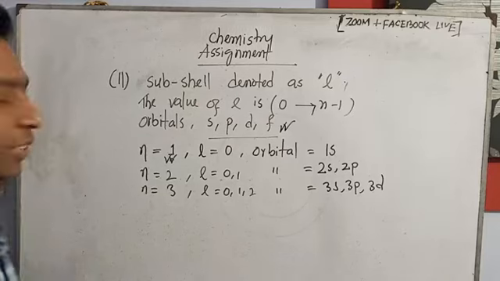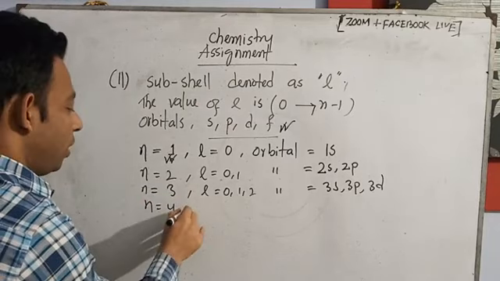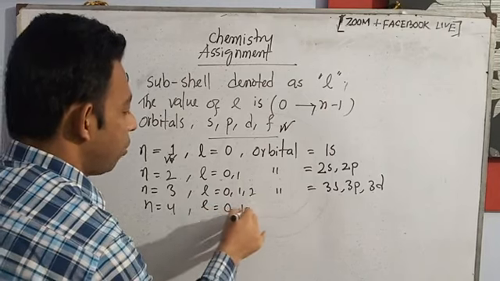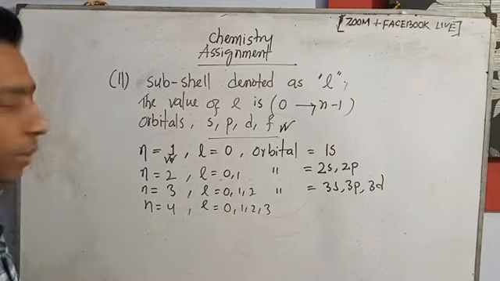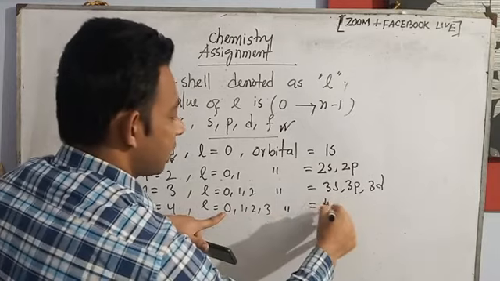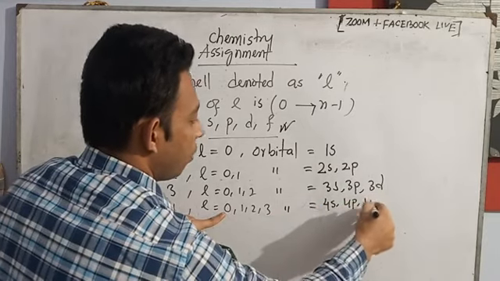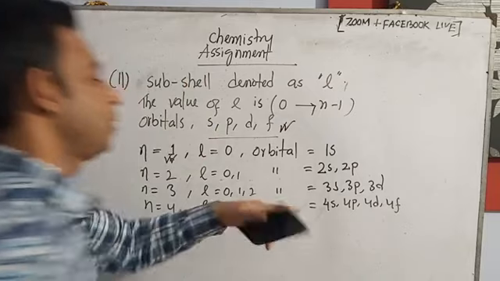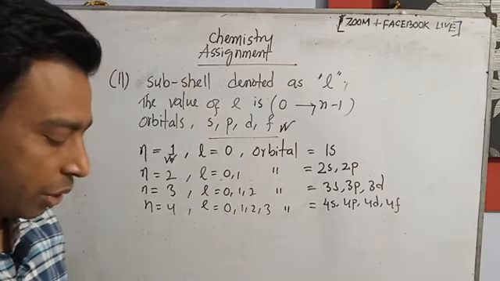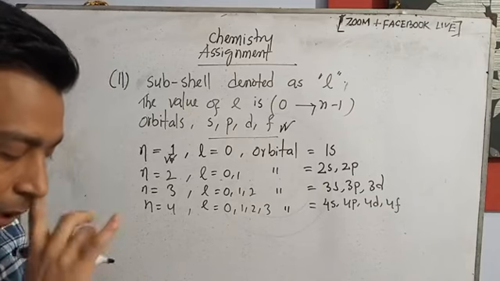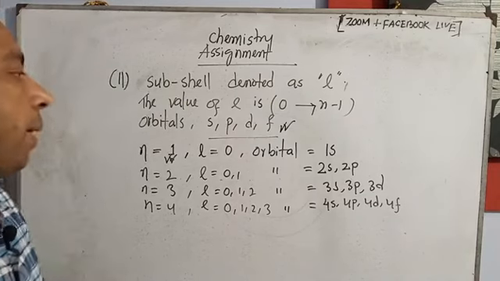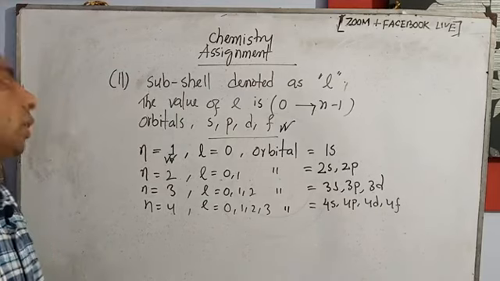This way, very interesting. N equal to 4. L value will be 4, so L equal to 0, 1, 2, 3. So the orbitals will be 4s, 4p, 4d, 4f, likely this way. Very interesting part. So this way we can find out the shell and subshell number accordingly. I think you got the point.